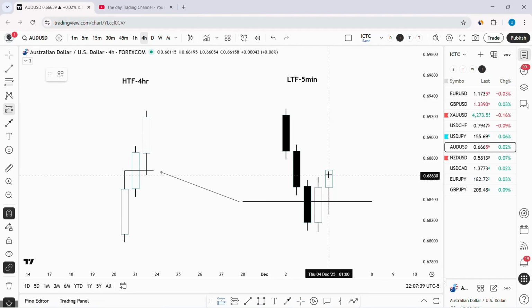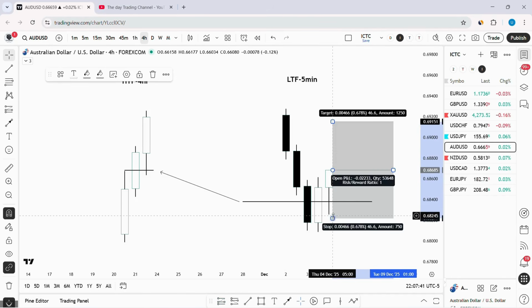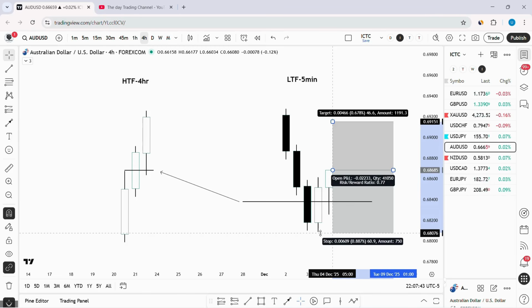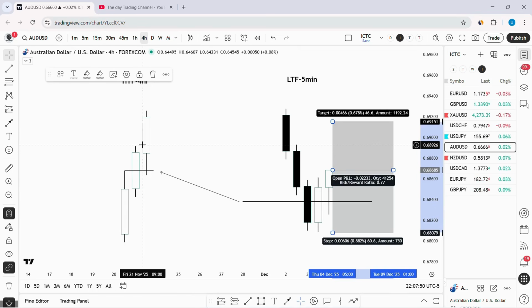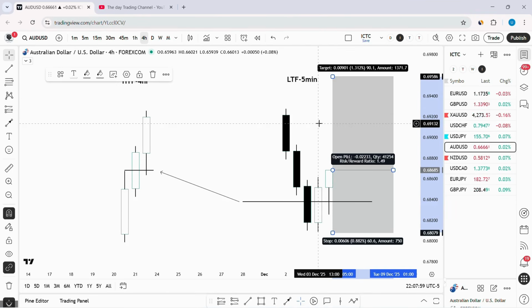So this is where we will enter our trade, and then we will put our stop loss at the most recent low of this retracement, and then we target the high of the second candle as our TP. So this is it. This is basically the whole strategy.